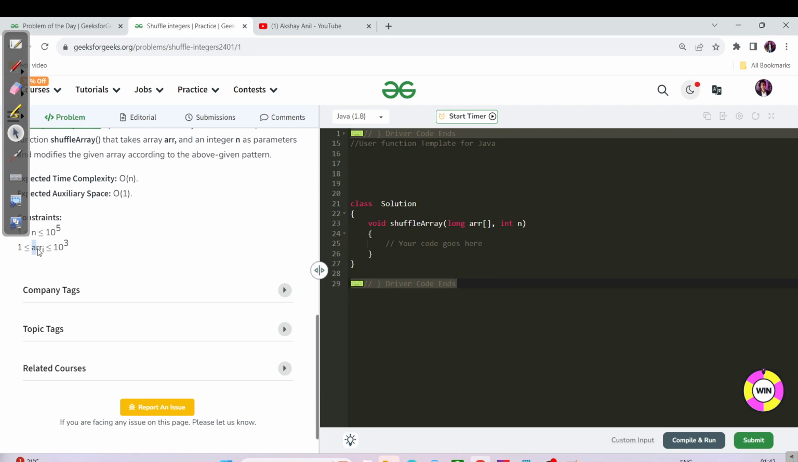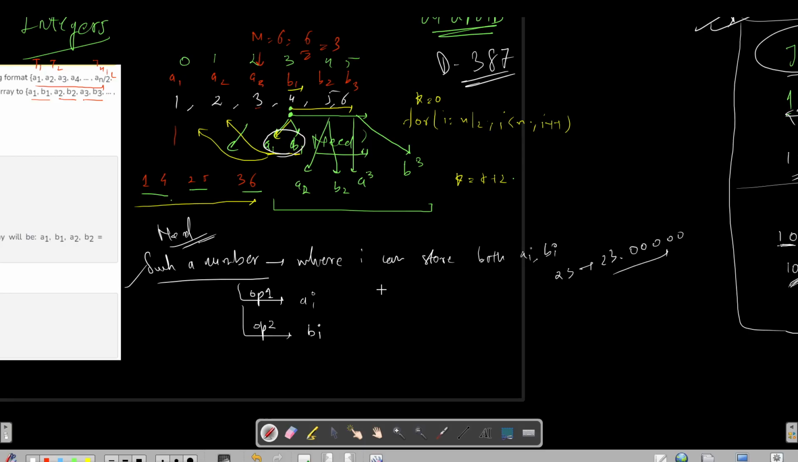If you see array of I, the maximum value is 10 power 3, right? So 10 power 3 means that you have 3 zeros. Can you get a power of 2 that is greater than 1000? I can say 2 power 10 is 1024. So I just wanted a number in terms of power of 2 which is just greater than 1000, so it is 2 power 10. So can I say that every number present in this array can be represented in 10 bits? Yes, 10 bits. So that is your point number 2, okay?